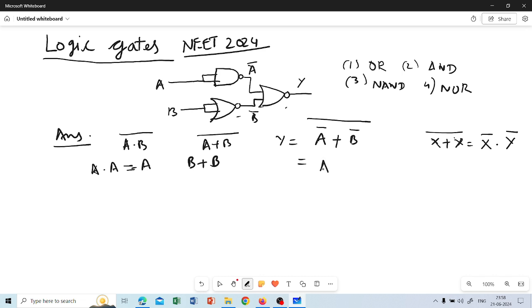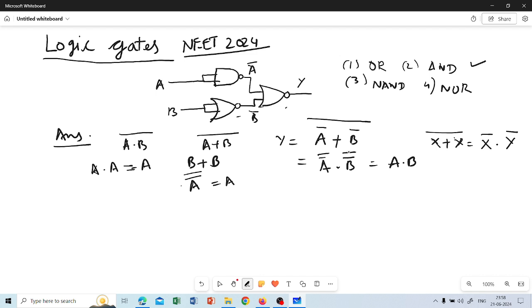Now if I use this rule, then X bar is A bar whole bar. There is one more rule: A bar whole bar is nothing but A. Two times NOT gate is NOT of NOT, which is the same, it is nullified. So A bar whole bar dot B bar whole bar is nothing but A dot B, right? Simple. So this implies A dot B is the expression of the AND gate. So this is the answer.